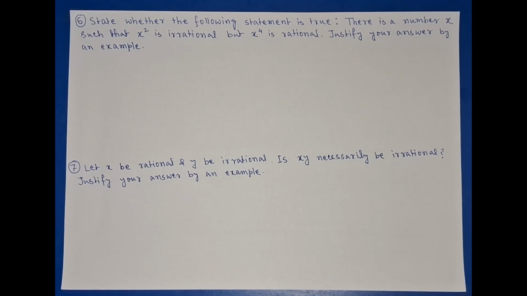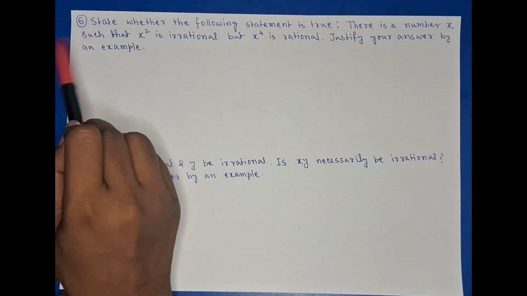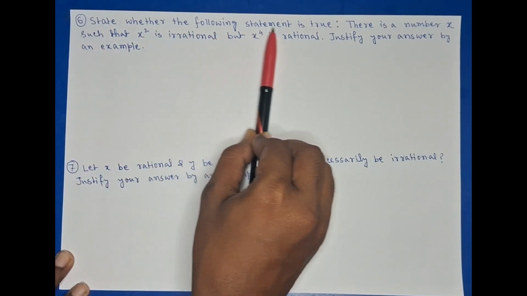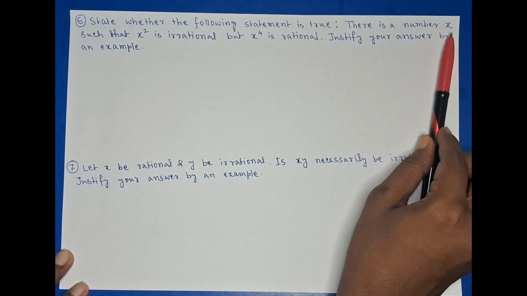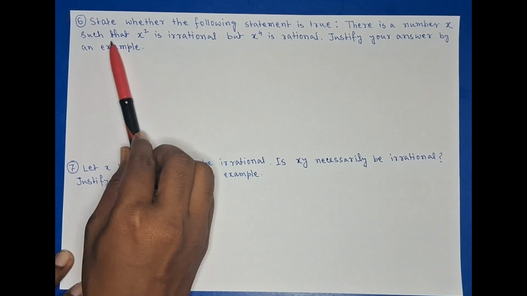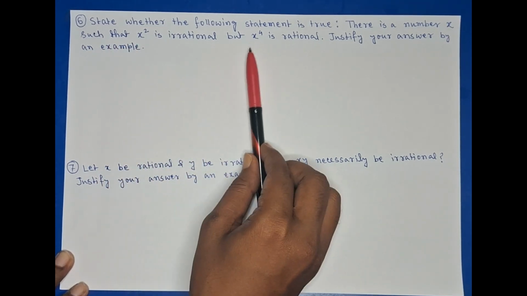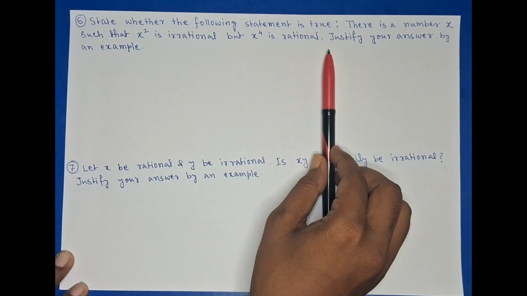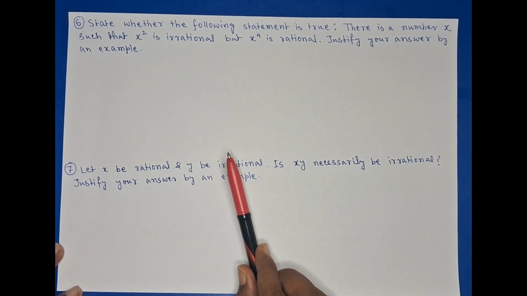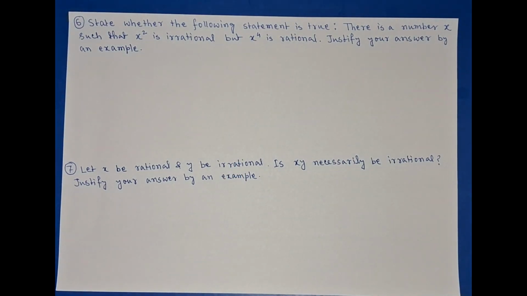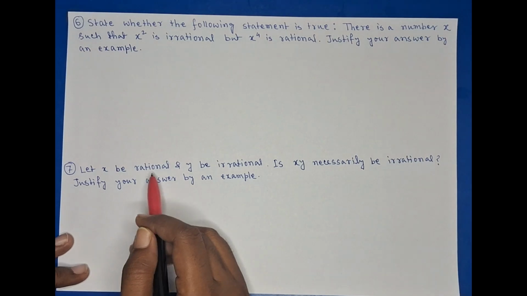Now the sixth question is, state whether the following statement is true or false. What is the statement? There is a number x such that x square is irrational, but x to the power 4 is rational. Justify your answer by an example. Read it again. There is a number x such that x square is irrational, but x to the power 4 is rational. You have to tell whether the answer is true or false.